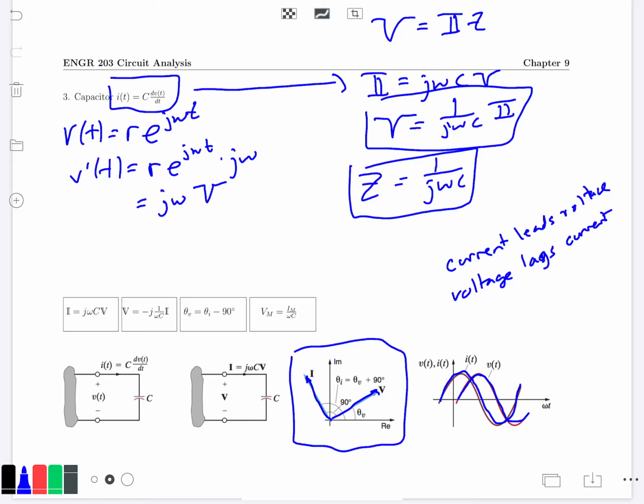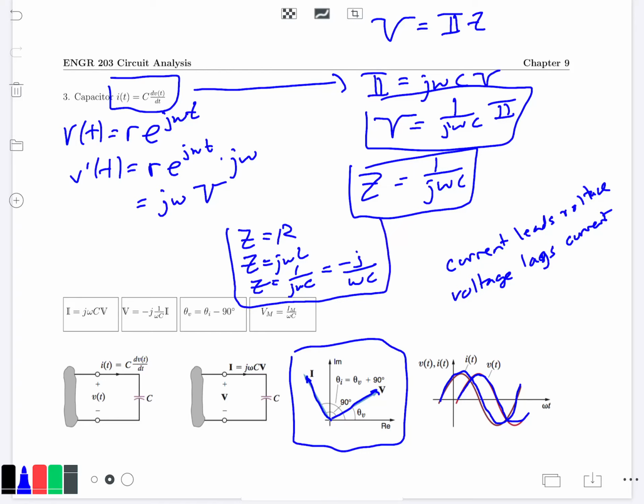So just to summarize here, if you have a resistor, Z is R. If you have an inductor, Z is j omega L. And if you have a capacitor, Z is 1 over j omega C. And sometimes we prefer writing this as negative j over omega C, which you just do with some complex number arithmetic there. So it depends if you want the j on top or not. It becomes negative j on top. But regardless, these are the three things we need for converting our circuits into phasors.